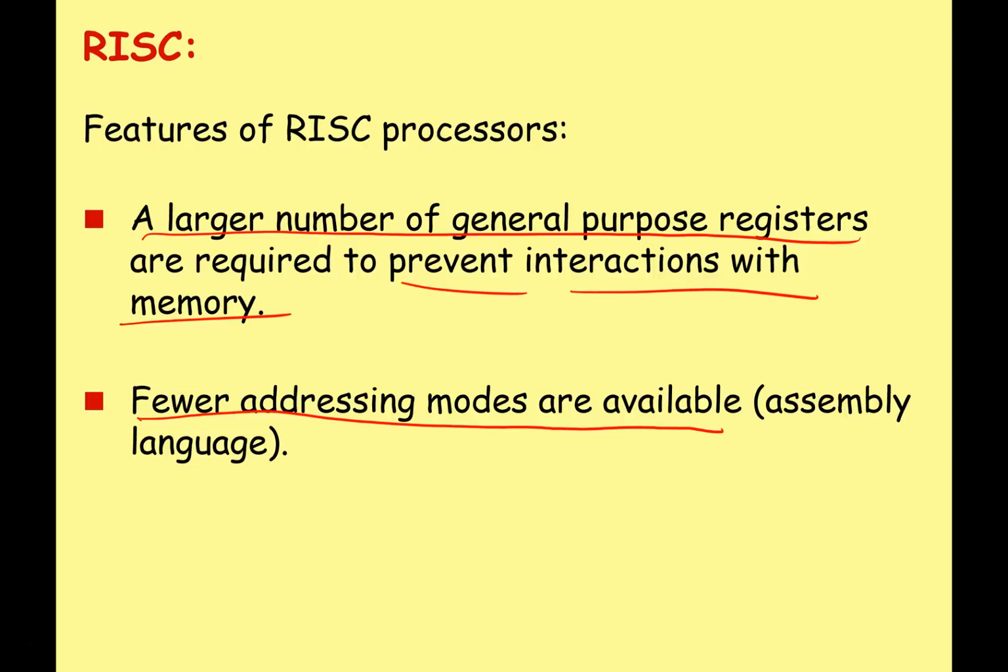Addressing mode is just how a low-level program can specify how to address memory locations. And there are different ways that can be done. We'll explain more about that in a future video, but just now, RISC has fewer addressing modes than CISC, so that could be a disadvantage.